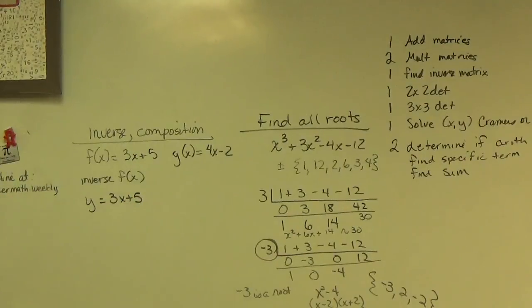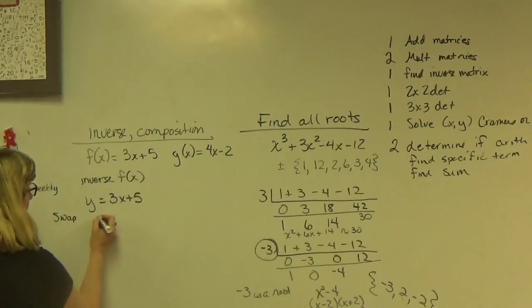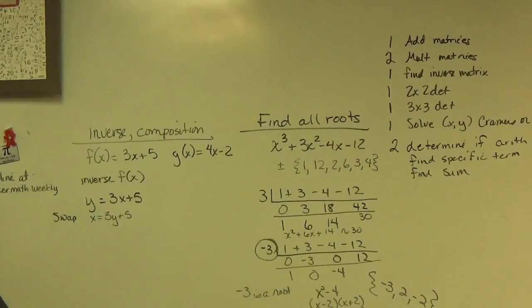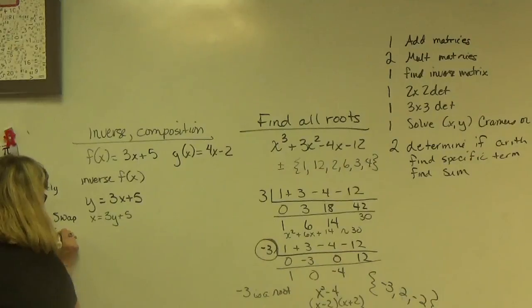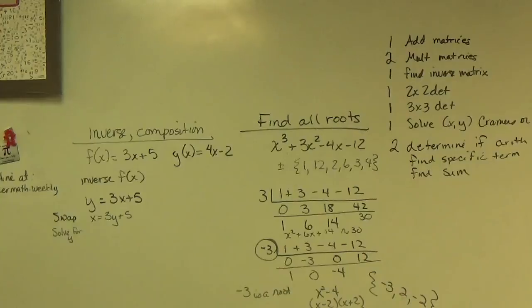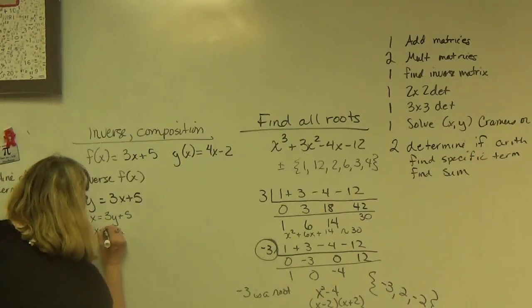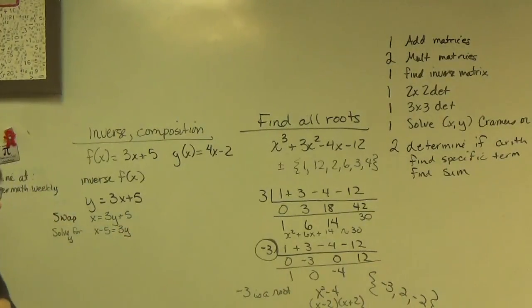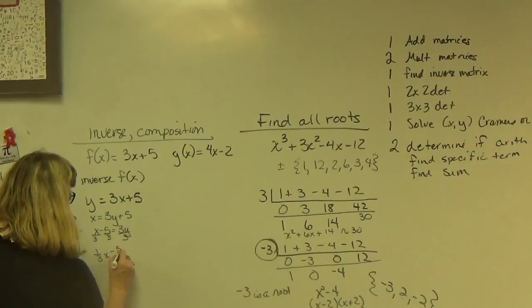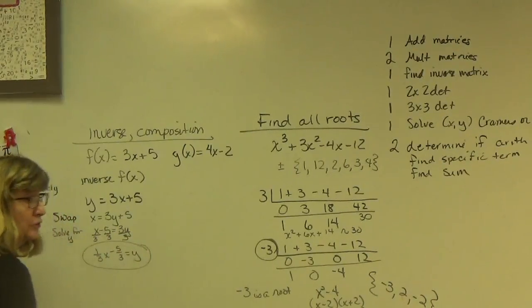To find an inverse, you swap your variables. So that means you're switching places. So first step is to swap. So what will I get? x equals 3y plus 5. I swap the variables. Then the second step is to solve for y. What would I do to solve that for y? Subtract 5. And divide by 3. So 1/3 x minus 5/3 equals y is the inverse function.